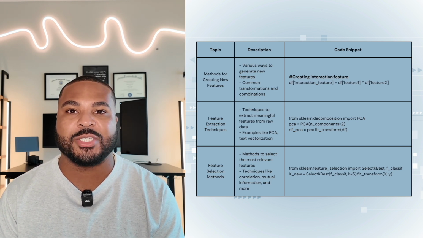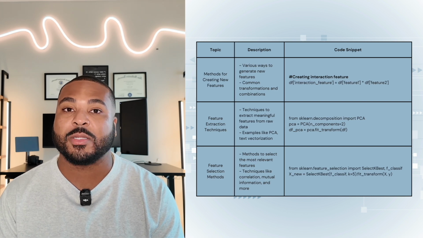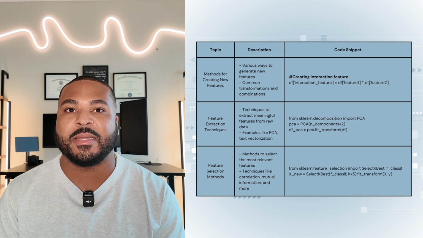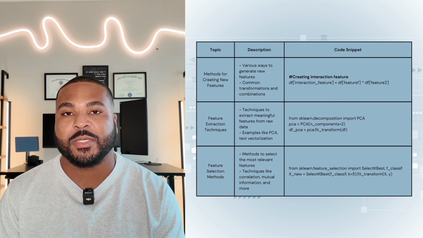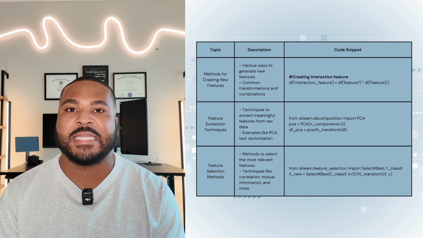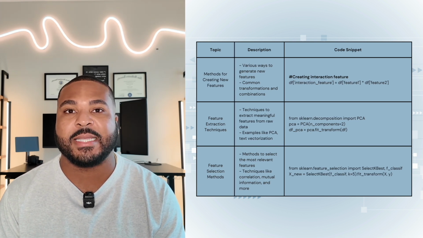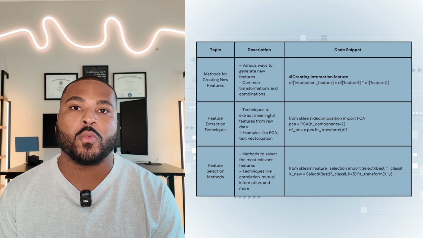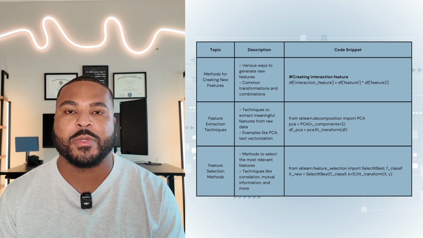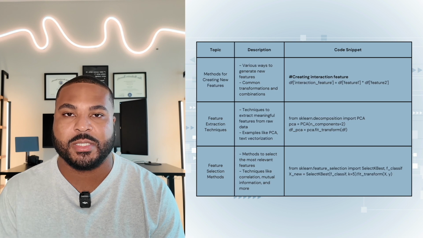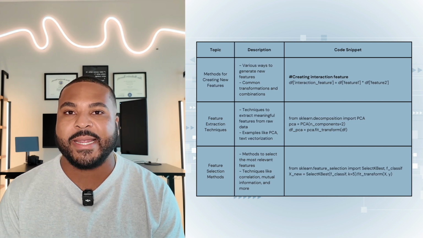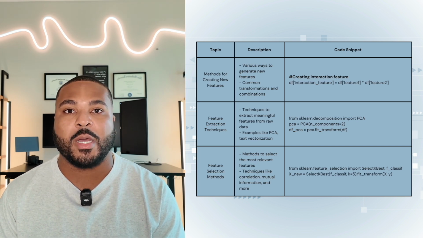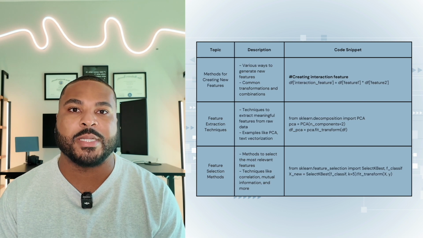When working with high dimensional data, some common techniques include PCA, or principal component analysis, which reduces the dimensionality of data while preserving variance. And then we have text vectorization, which converts text data into numerical features using methods like TF-IDF or word embedding. So in the code snippet for PCA, we reduce the data to two principal components, simplifying the data set while retaining important information.